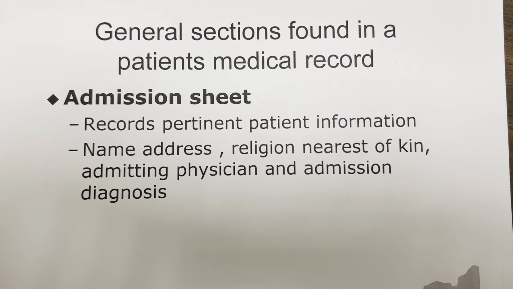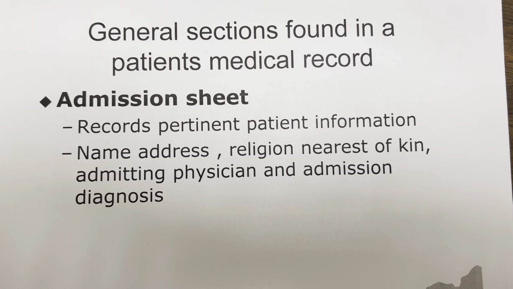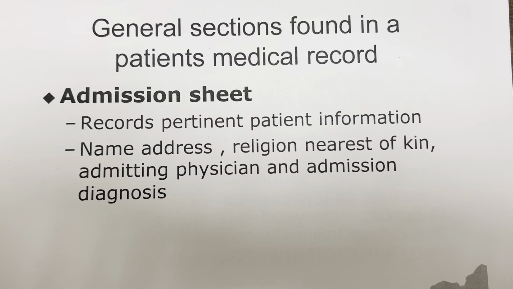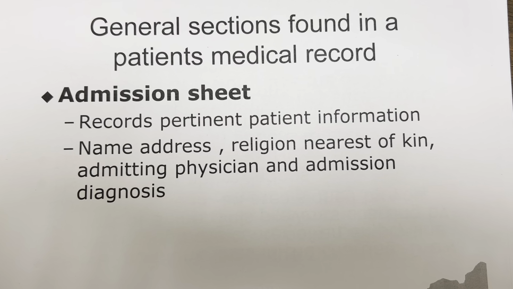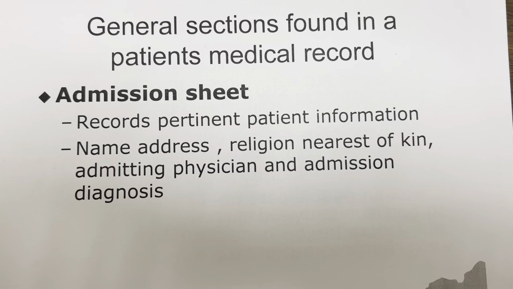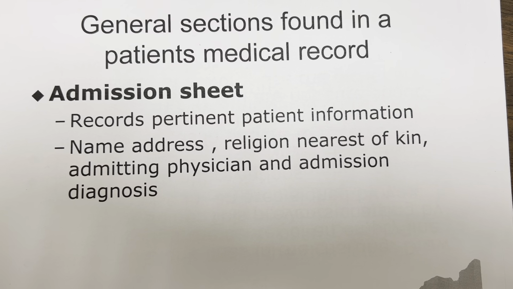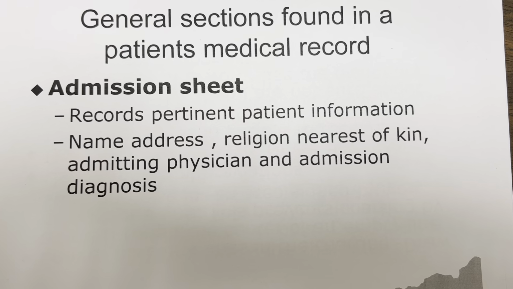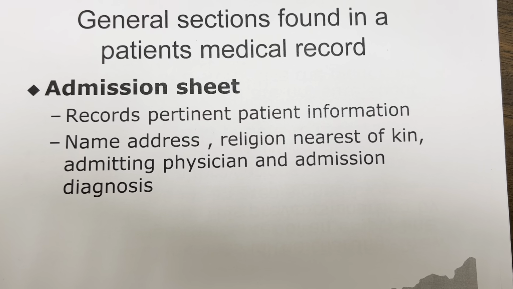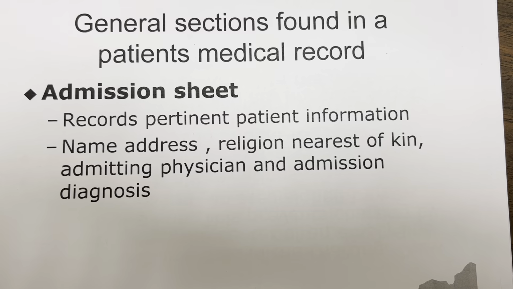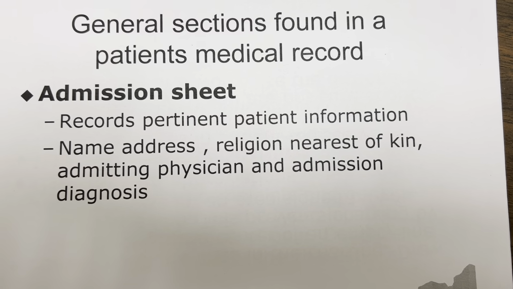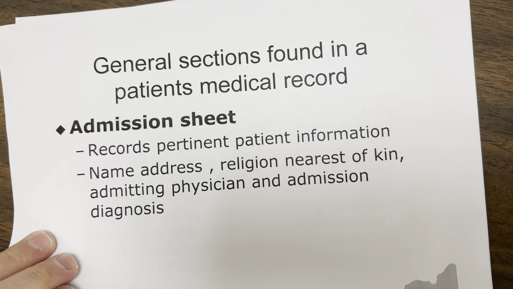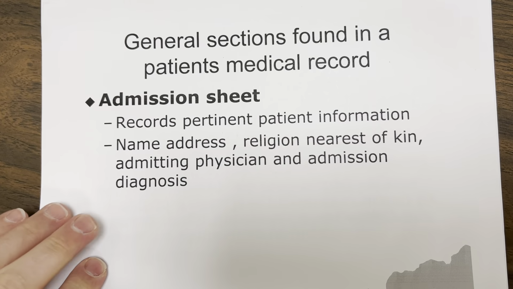General sections found in a patient's medical record. Admission sheet. Records pertinent patient information: name, address, religion, nearest of kin, admitting physician, and admission diagnosis.